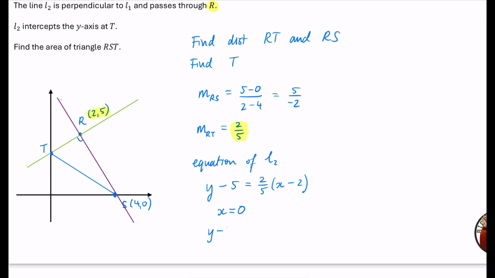So we get y minus 5 equals 2/5 multiplied by minus 2. So that is going to be these two things multiplied. That's minus 4/5, plus 5. And what's that? 21 over 5. So now I know that T has the coordinates 0, 21 over 5.